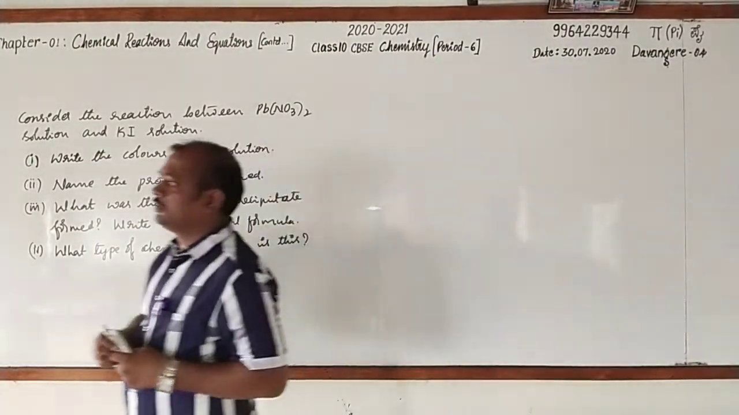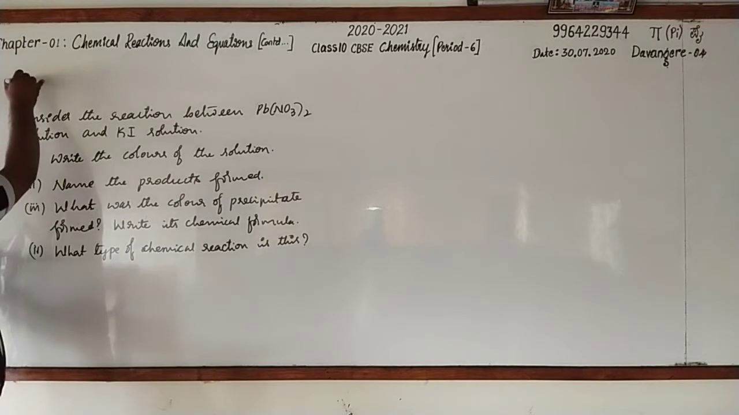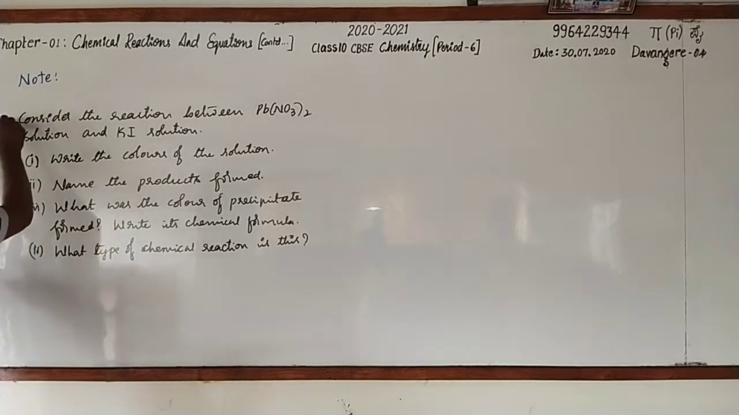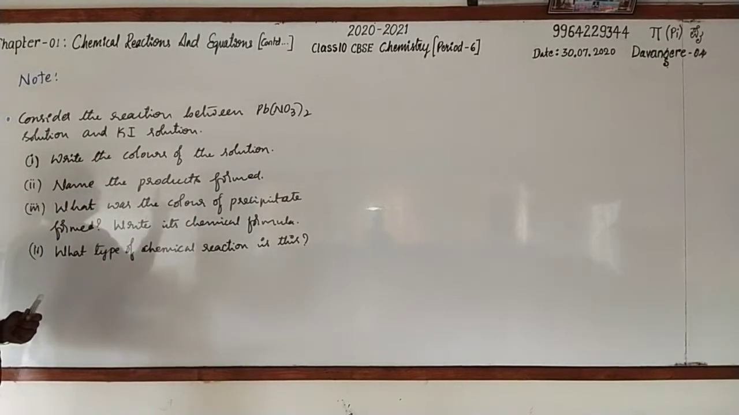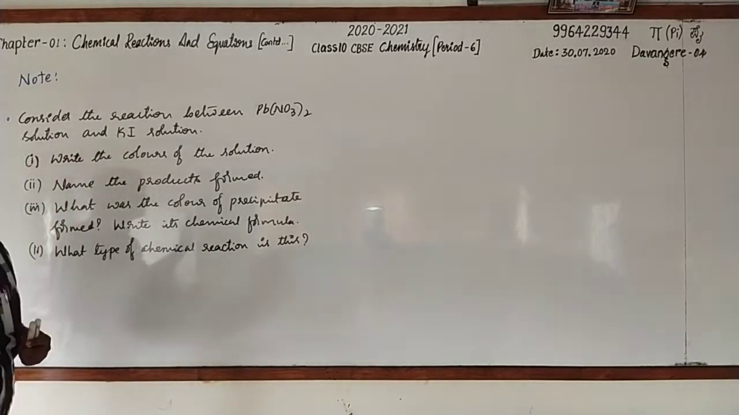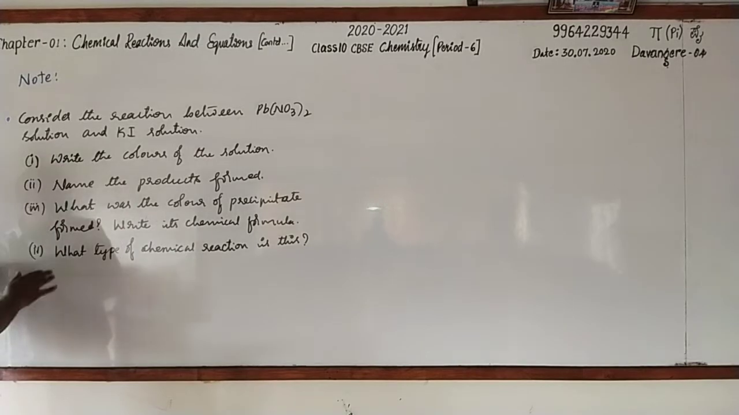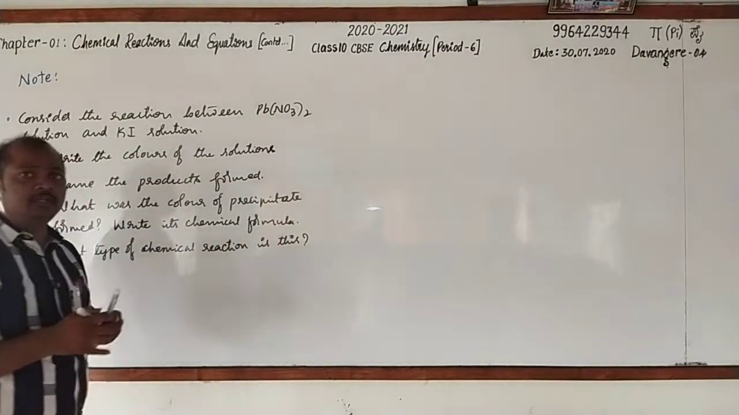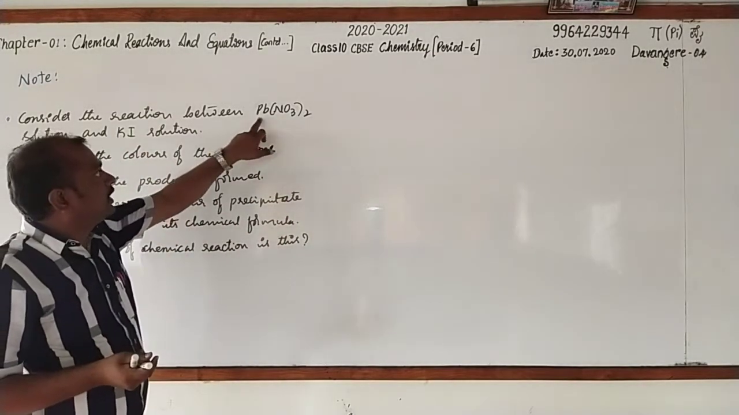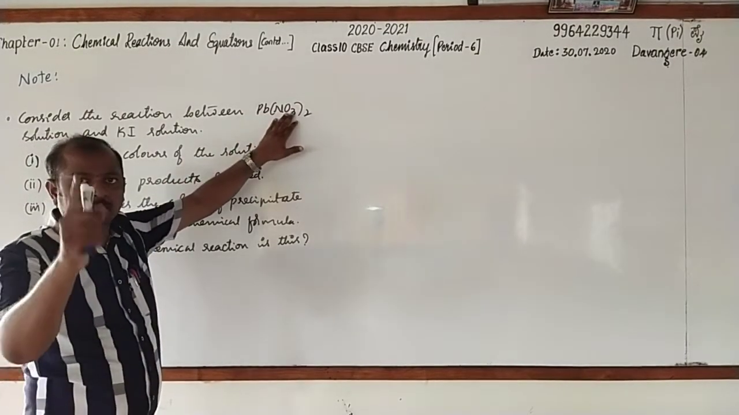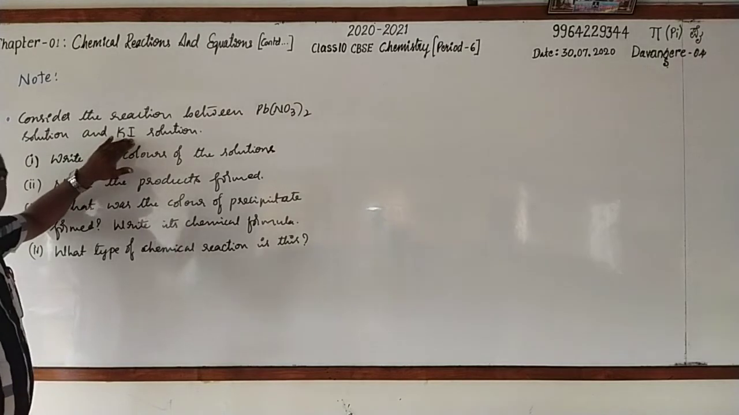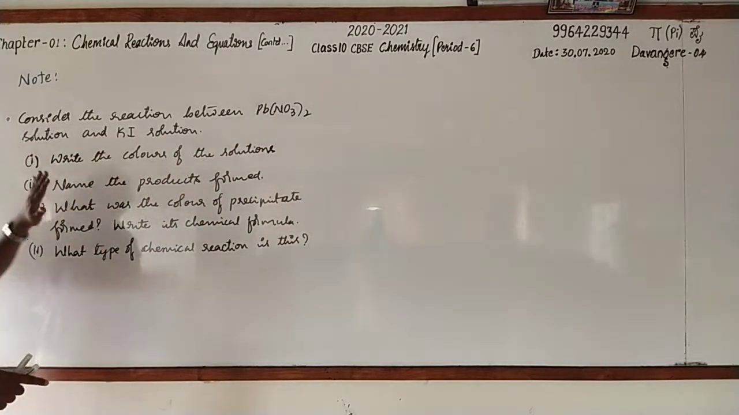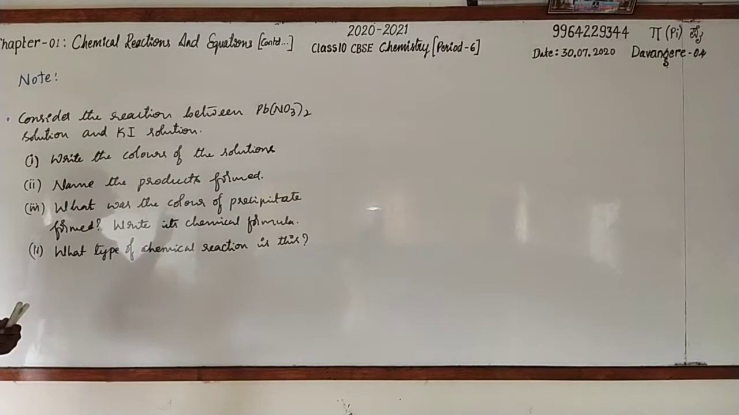Dear students, with respect to double displacement reaction, there was a question which was given in the examination. I have written the same. Observe it. Consider the reaction between lead nitrate solution and potassium iodide solution. And you have to answer these questions. First question, write the color of the solutions. We know that the color of crystals of lead nitrate is white. Then potassium iodide, that is also white. But in their solution form, both are colorless. So the color of the solutions is colorless.